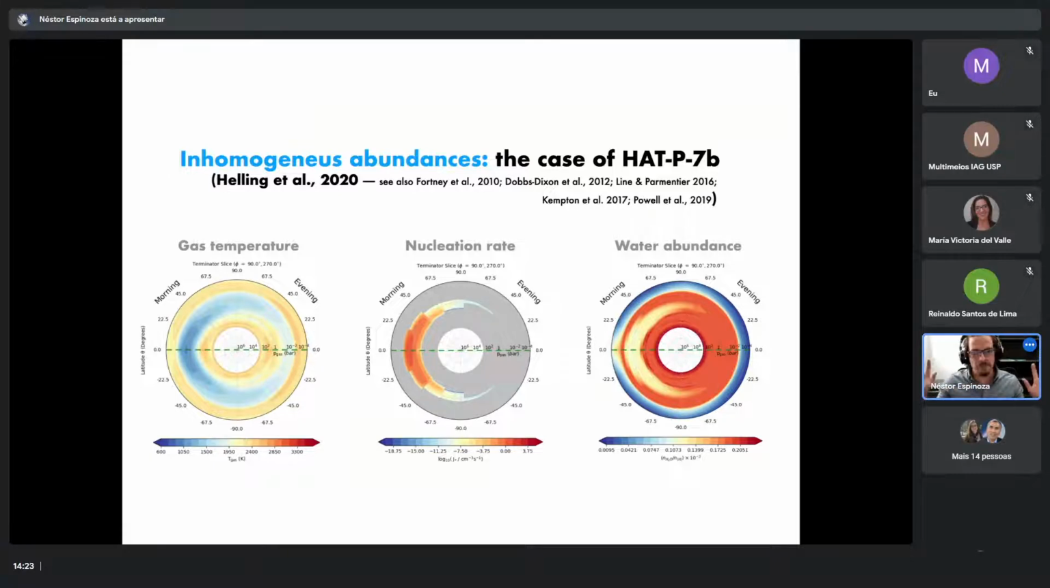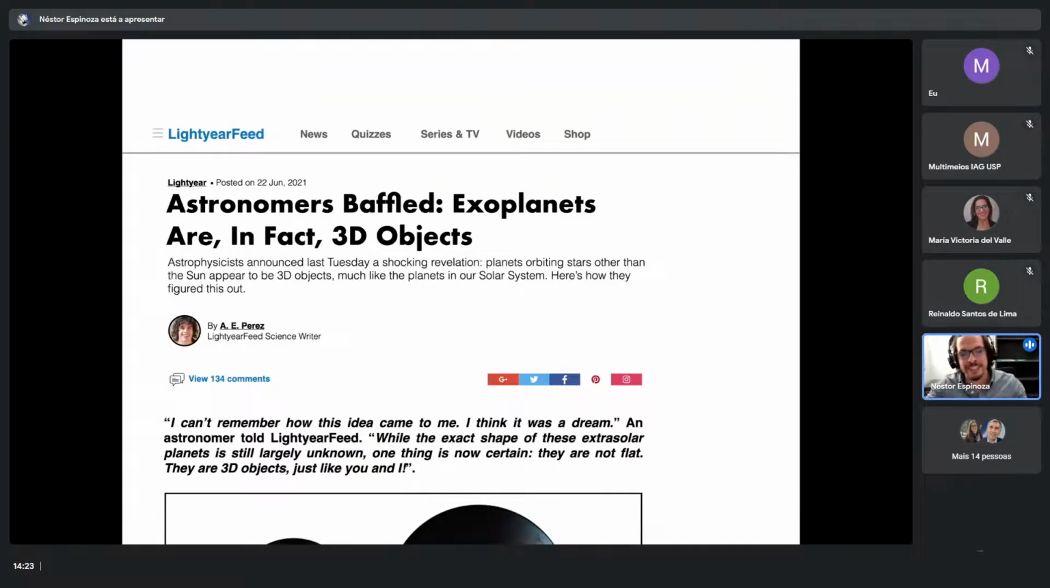So these limb differences, these differences between the morning and the evening, you cannot just pass them under the rug and say, we're going to assume the planet is perfect. Well, it's not. Newsflash. Of course, exoplanets are in fact 3D. We know that they are 3D objects, right? But the issue right now is that we don't know how big of an impact this has for transmission spectroscopy, for instance. And that's the point that Christiane Helling and others have been making.